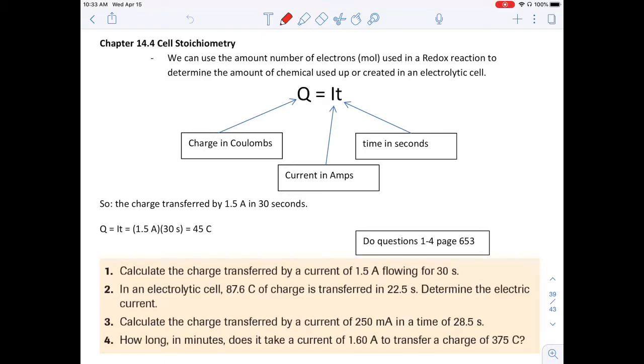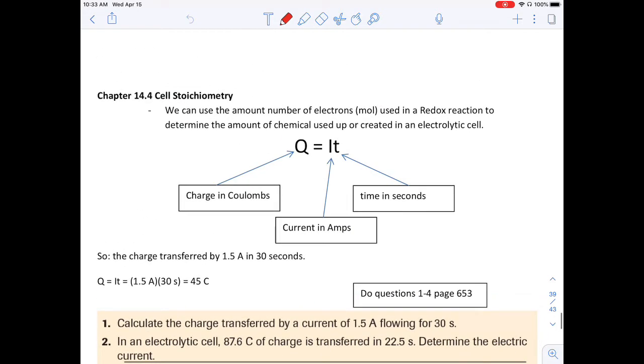In this video, we're going to take a look at cell stoichiometry. Cell stoichiometry connects the number of moles of electrons transferred and the amount of reactant used or product produced. So it's stoichiometry. For cell stoichiometry, we're going to be using half reactions.